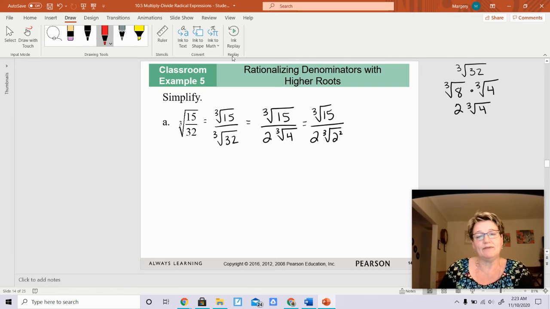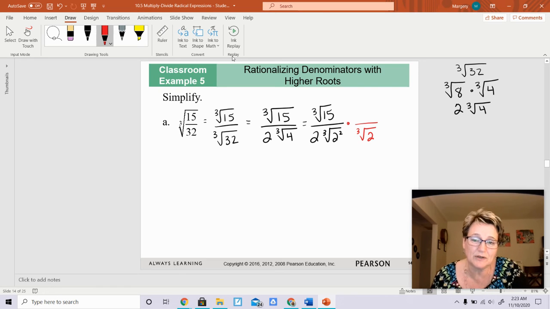Now, what I'm going to have to do is I am going to multiply this by the cube root of 2. And the reason why I chose 2 is 2 squared times 2 is 2 to the third power. And since it's a cube root, I want it to be the cube root of 2 cubed. So whatever I do to the bottom, I must do to the top.